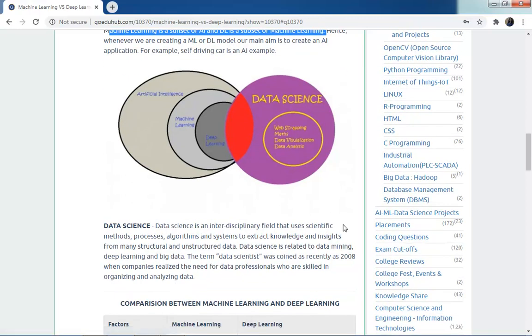Okay, so data science is related to data mining, deep learning, big data, all these different fields. And the term data scientist was coined in 2008 when companies realized the need for data professionals who are skilled in organizing and analyzing data. Nowadays there are lots of job opportunities for data scientists, so you should study AI, ML, deep learning and all these things.